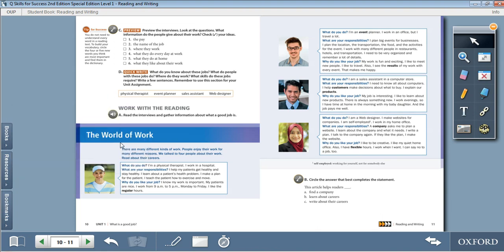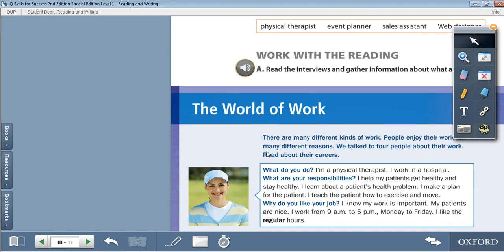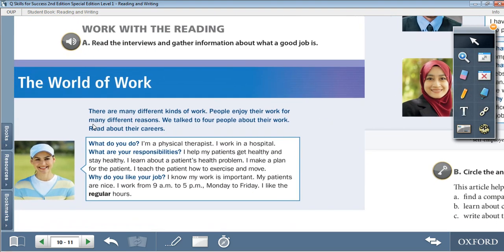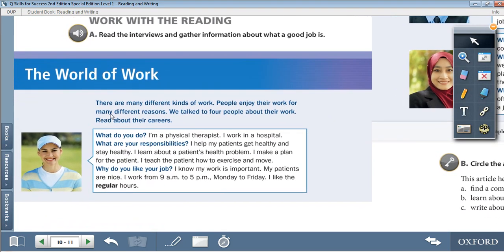Let's move on to the interview, the world of work. There are many different kinds of work. People enjoy their work for many different reasons. So we talked to 4 people about their work, read about their careers. As you can see, all the 4 people answered 3 questions. What do you do? What are your responsibilities? Why do you like your job?